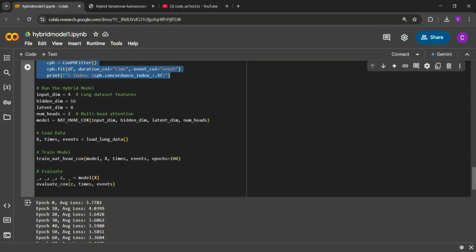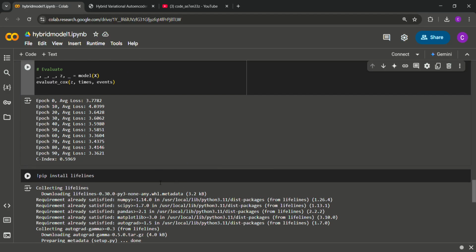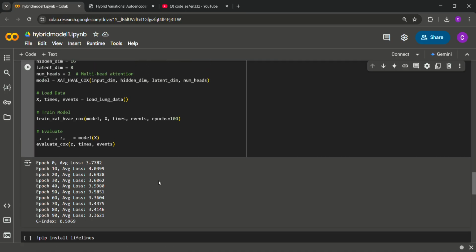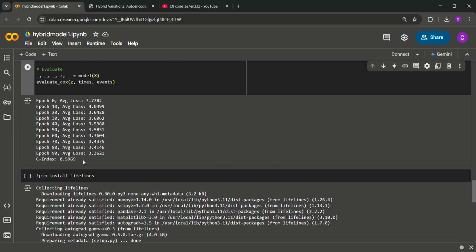Evaluating the C index. After training, we extract the latent space representation Z and evaluate that using the Cox model. The concordance index C is printed. You can see 0.5969. What does that mean? The C index ranges from 0 to 1. A higher score close to 1 means better survival ranking prediction. A score above 0.7 is considered good, showing our model's ability to differentiate high risk versus low risk patients.